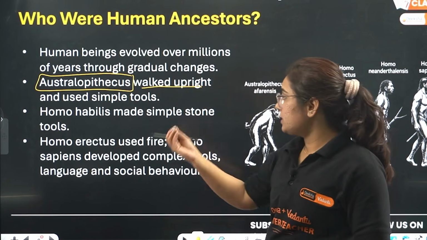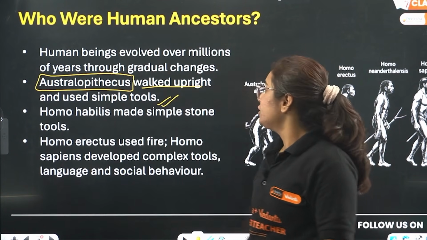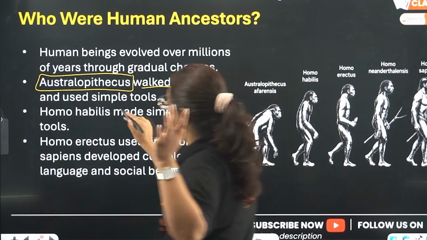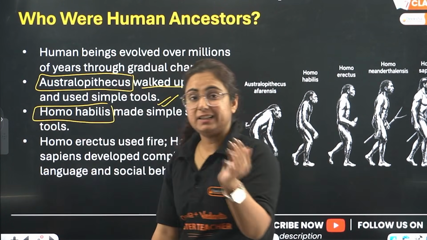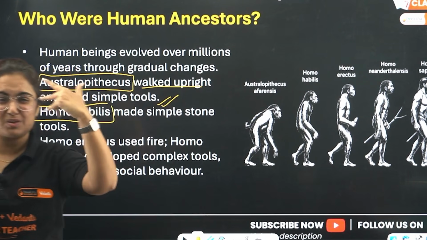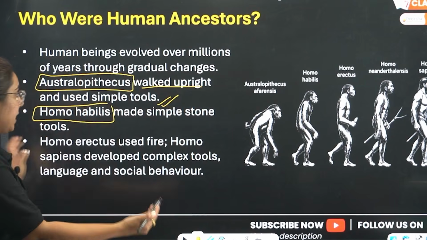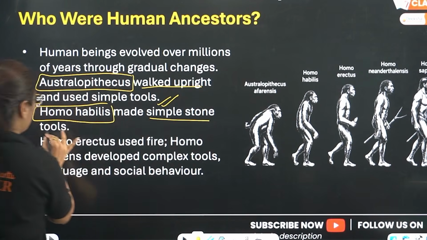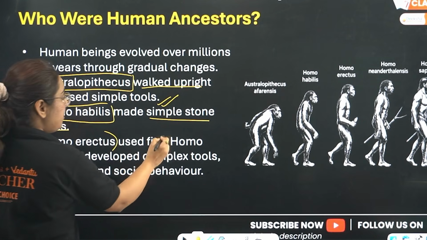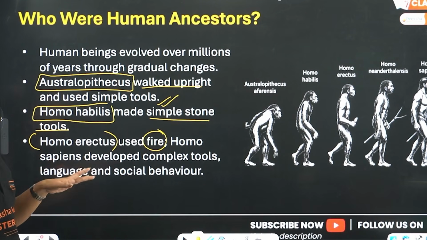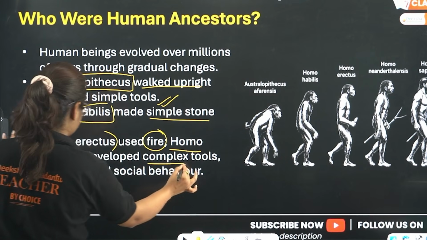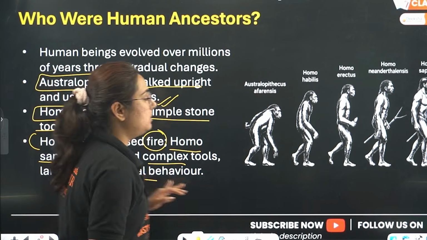Okay? And this was a human who used simple tools. Getting my point? Then comes the next phase, that is Homo habilis. It is said that in Homo habilis, the mind gradually developed. They become smarter. Why? Because they made simple stone tools. Now Homo erectus discovered what? Fire. And next is Homo sapiens, who developed complex tools, language and social behavior.